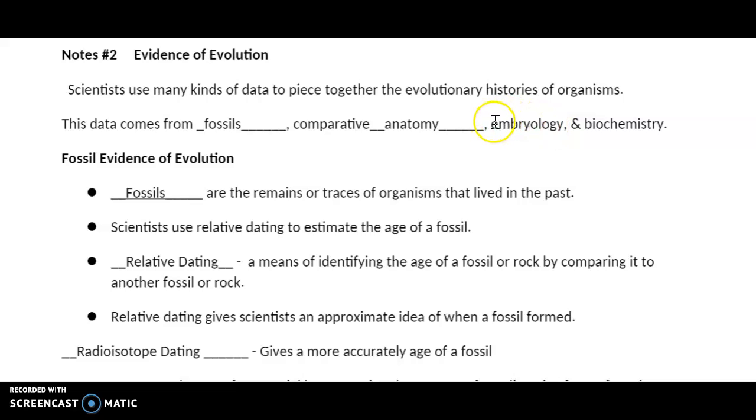Embryology, remember, embryo is when we get an egg and a sperm fertilizes the egg, we get what's called a zygote, and then after it goes through mitosis a few times, we call it an embryo. So embryologists study that early development of infants. And then we look at the biochemistry.